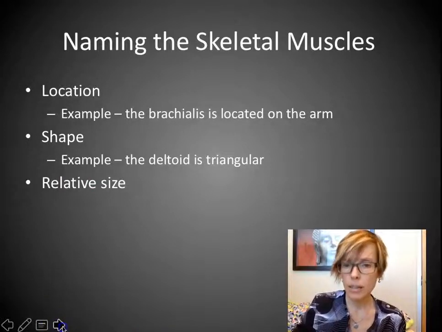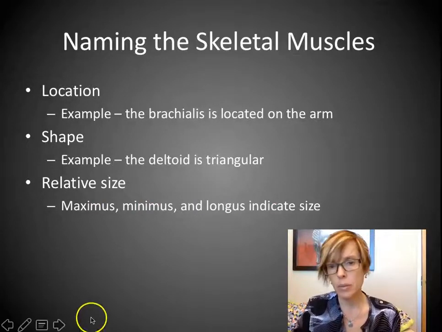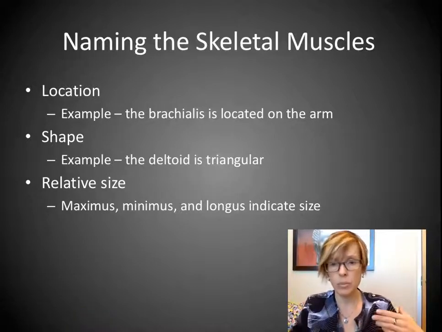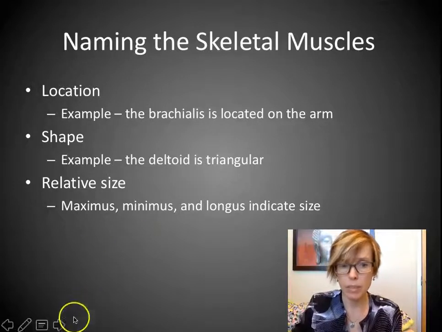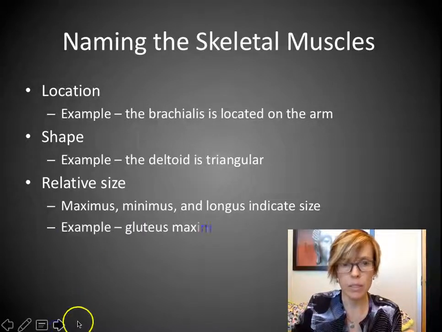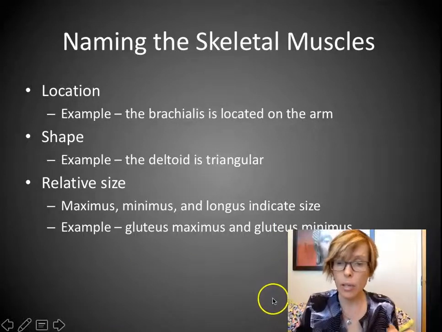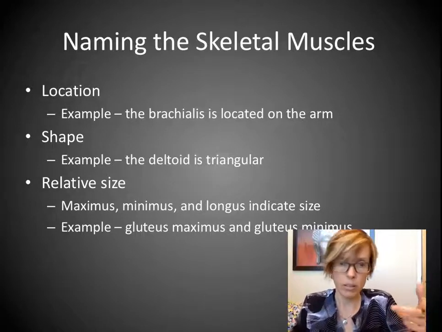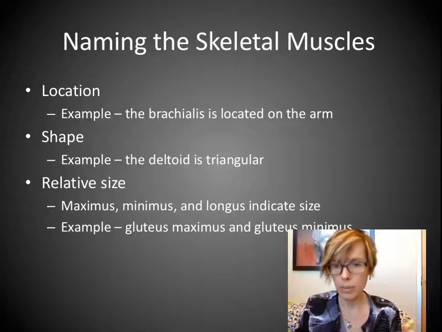Sometimes what we're talking about is the size of the muscle. So things like maximus, minimus, longus, brevis is telling us about our sizes. So the classic for maximus is going to be gluteus maximus and gluteus minimus. We actually have several gluteal muscles. We're just saying that the largest one is the gluteus maximus. The smallest is simply the gluteus minimus.